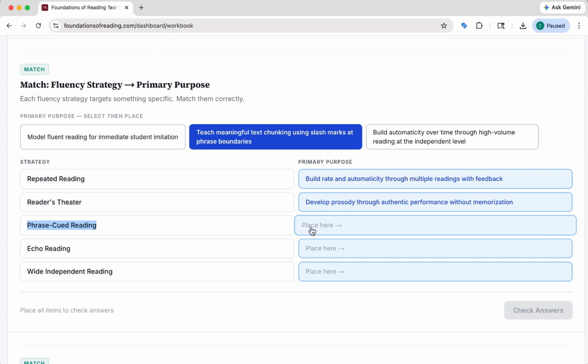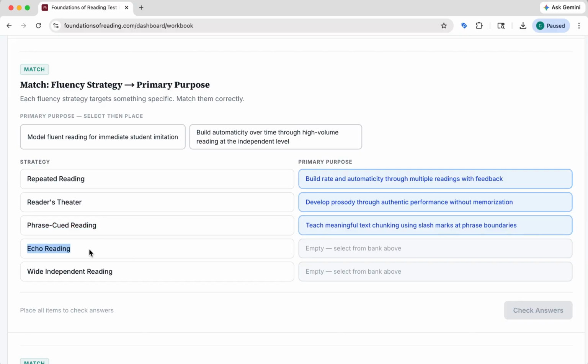Sometimes when students are learning to read, they don't pause at all, they just keep reading, but then that negatively influences or impacts their reading comprehension. And so what a teacher will do is use phrase cued reading. Just look it up and you'll see, and once you get the visual, you'll say, oh, I understand what that is. All right, so phrase cued reading, I'm going to place it right there.